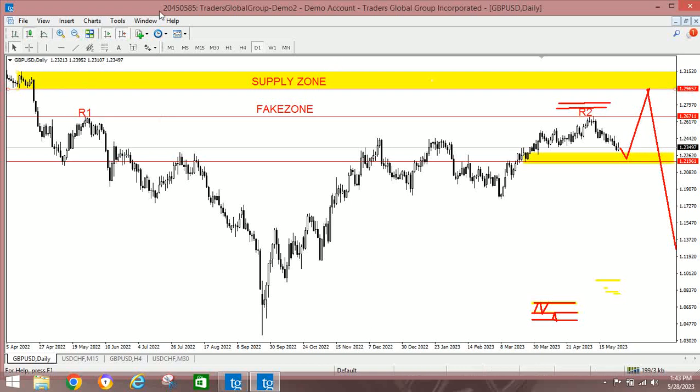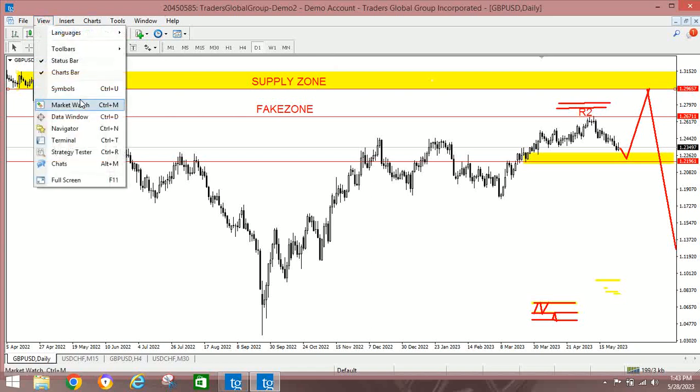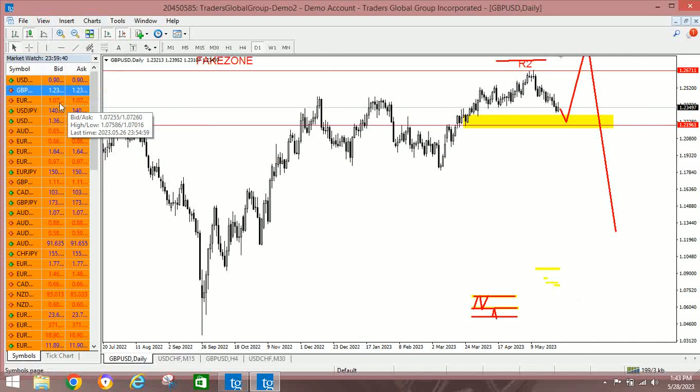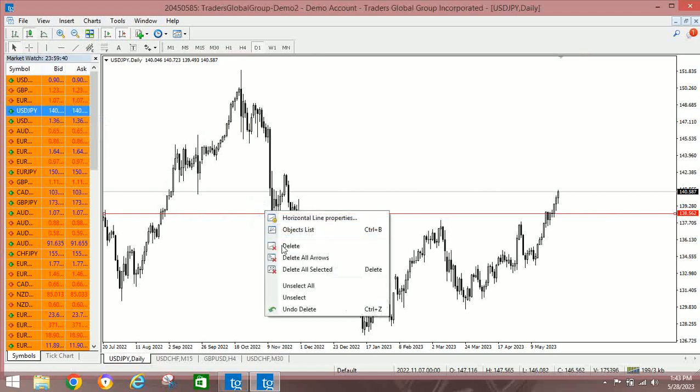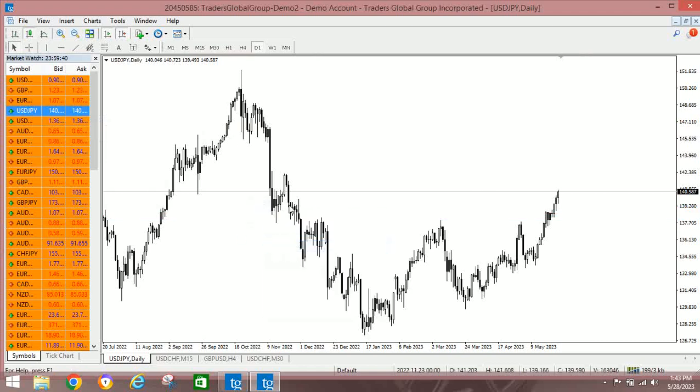So let's go look for some other setups. So let's go for this one. Okay, this one looks nice as well. So this one is a nice setup. So let me just delete this. So this is the yen at daily time frame.